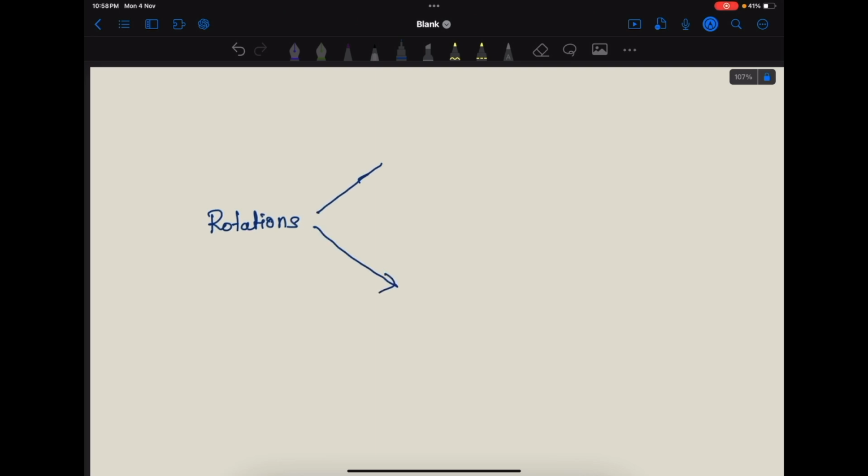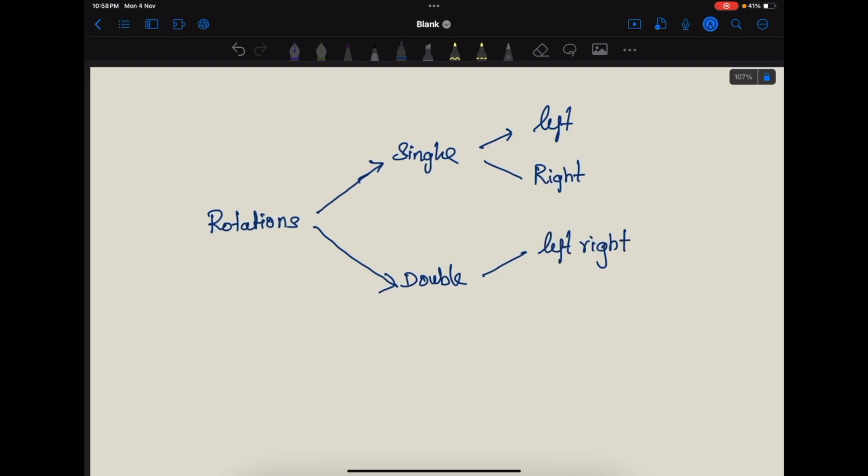The first one, single rotation, and the next one, double rotation. In single rotation there is a left rotation and a right rotation, and in double rotation, left-right is there and right-left is there. So these are the four rotations. According to these four rotations, we are going to do the rotation of the given tree.